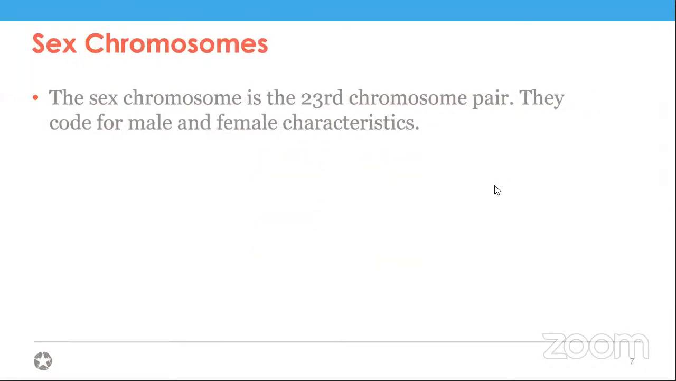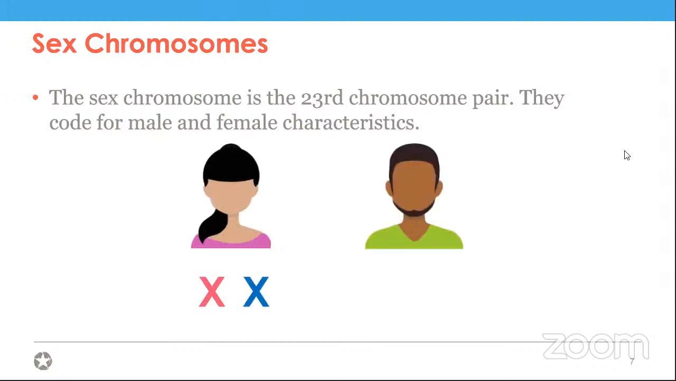The sex chromosome is the 23rd chromosome pair. They are similar to the 22 autosomal chromosomes. However, they code for male and female characteristics. Females have 2 X chromosomes, one from their mother and one from their father. And males have 1 X chromosome that they receive from their mother and 1 Y chromosome that they receive from their father.